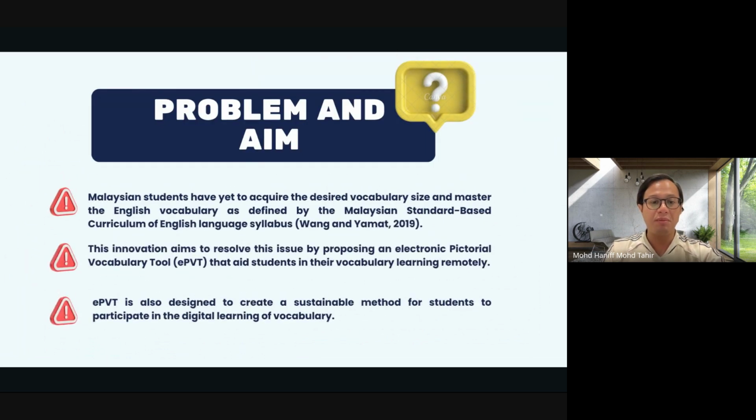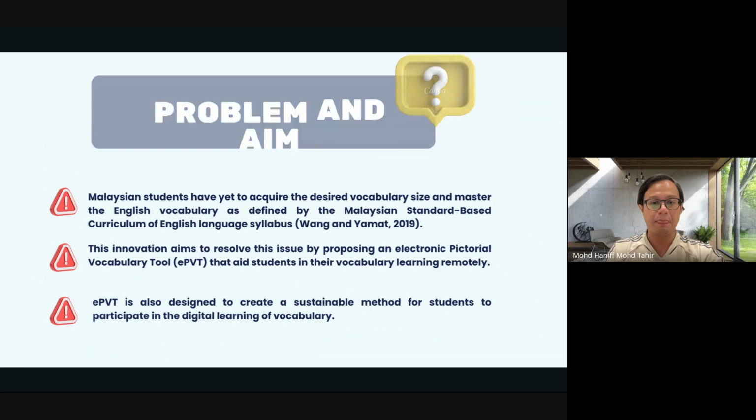Based on this problem and aim, we have identified a few issues where Malaysian students have yet to acquire the desired vocabulary size and master the English vocabulary as defined by the Malaysian Standard-Based English Language Curriculum. This is stated by Wang and Yamat, 2019. Therefore, this innovation aims to resolve this issue by proposing an ePVT that aids students in their vocabulary learning remotely.